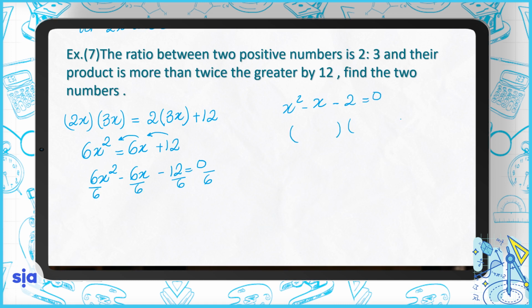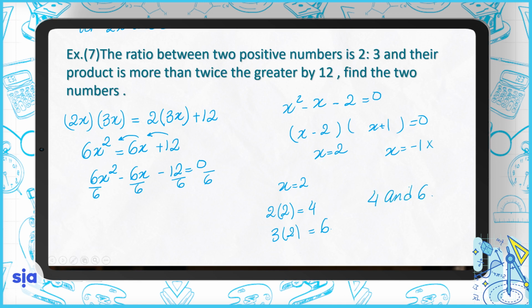To factorize this, to find the value of x, x minus 2 and x plus 1 equals 0. So x equals 2 or x equals negative 1. As long as the question said two positive numbers, the negative one will be rejected. If x equals 2, then the two numbers are 2 times 2, which is 4, and 3 times 2, which is 6. So the two numbers are 4 and 6.